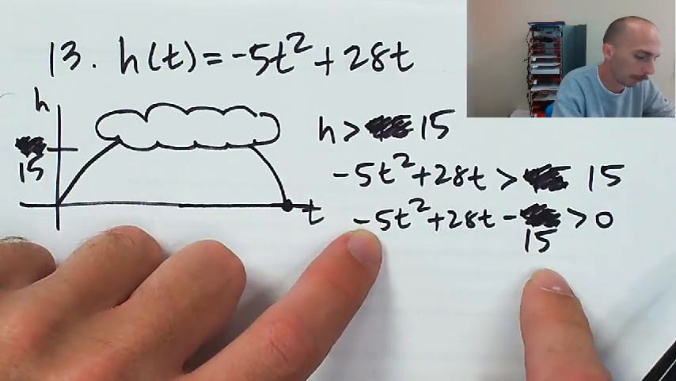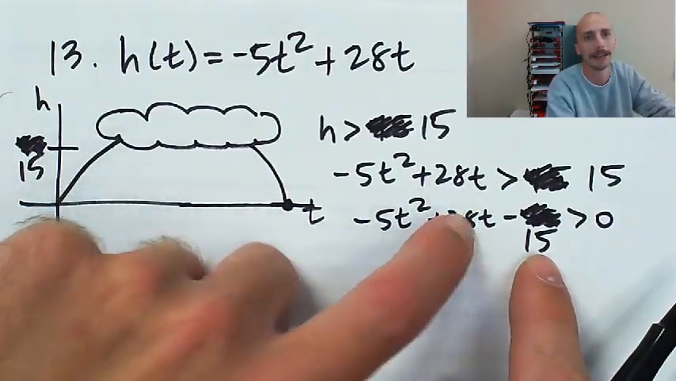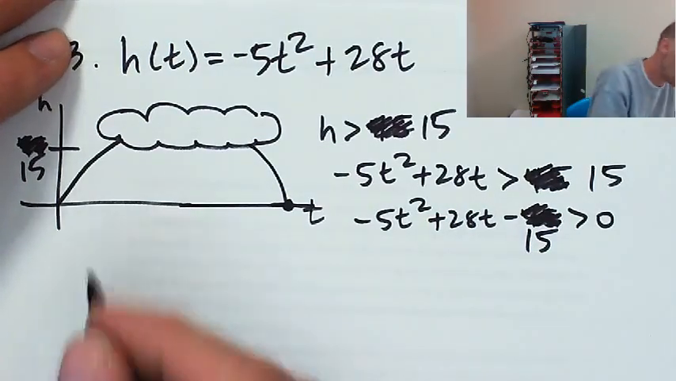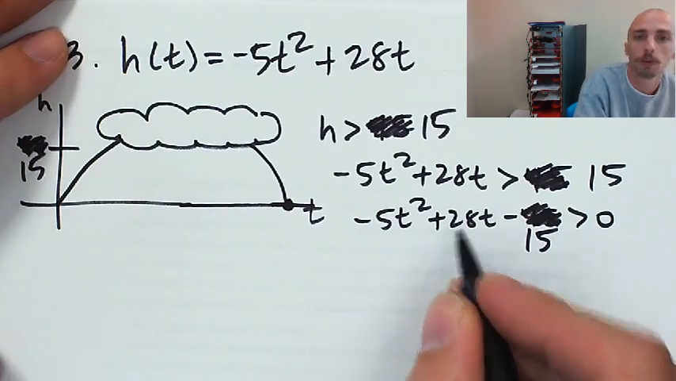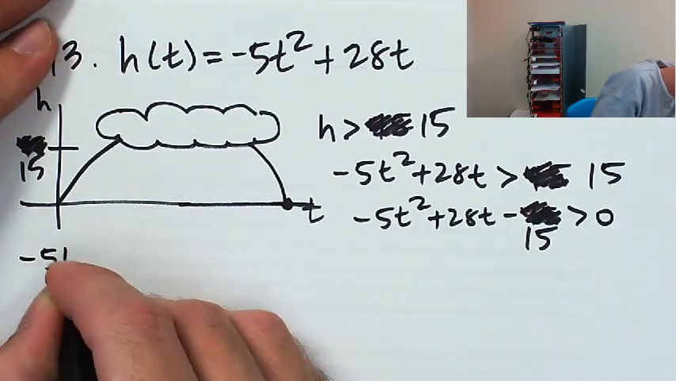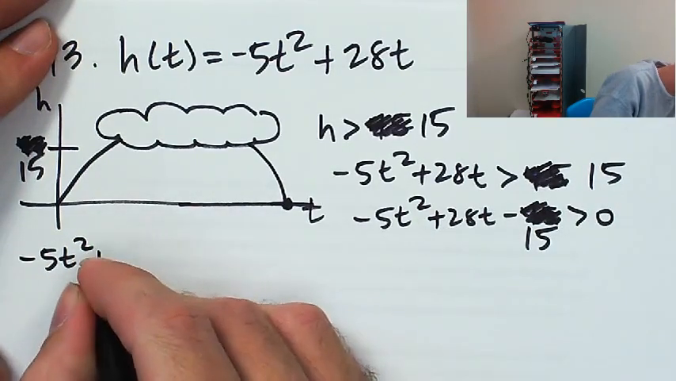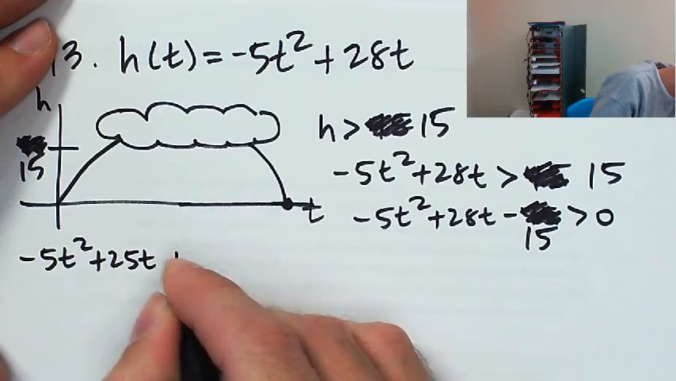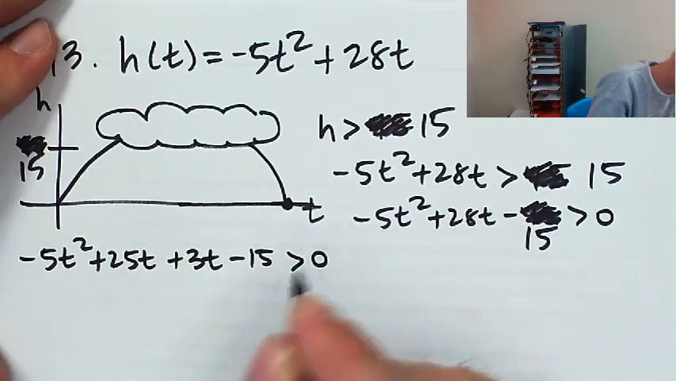Okay, now we're looking for 15, 30, 45, 60, 75. Two numbers that multiply to 75 and add to 28. That's 25 and 3. Okay, I'm back in business now. So I'm going to factor over here by splitting the positive 28t into 25t and 3t. So I'm saying negative 5t squared plus 25t plus 3t minus 15. That's got to be greater than 0.